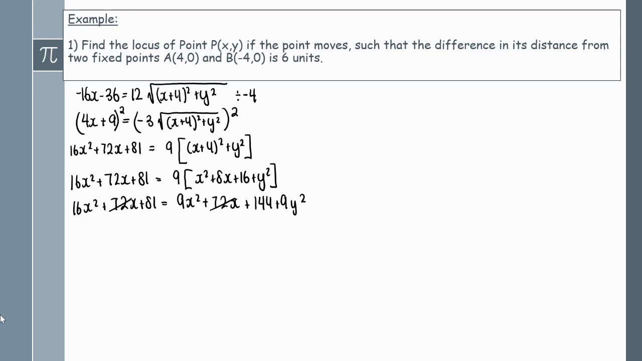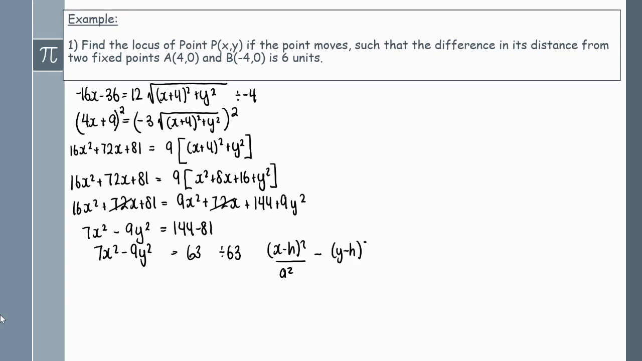Now I'm going to bring my x squareds to one side and also my y squared to that side, because remember, the equation of a hyperbola has the x's and the y's on one side and then a 1 or a number on the right-hand side. So let's move all the numbers, all the constants, to the right. I'll end up with 7x squared minus 9y squared equals 63. This is good, except remember, for a hyperbola, we have a 1 on the right-hand side. So divide both sides by, you guessed it, 63.